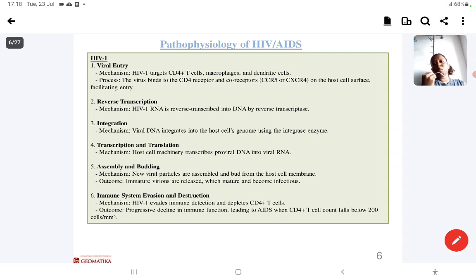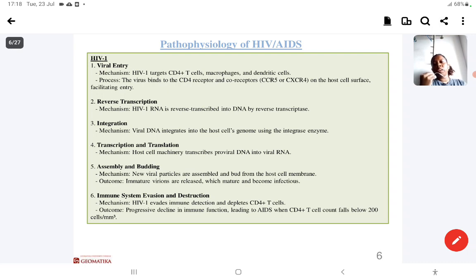The second process is reverse transcription. The mechanism is that HIV-1's RNA is reverse transcribed into DNA by the reverse transcriptase. The third stage is integration. The mechanism is that the viral DNA integrates into the host cell genome using the integrase enzyme. The fourth stage is transcription and translation. The mechanism is that the host cell machinery transcribes the proviral DNA into viral RNA.